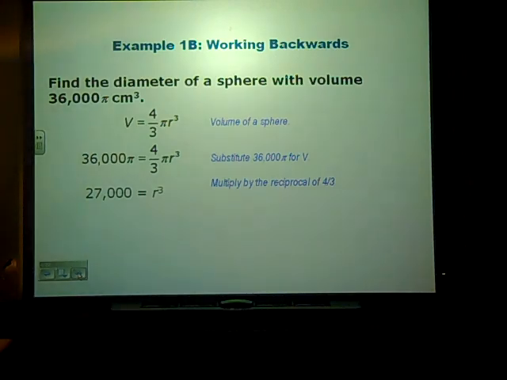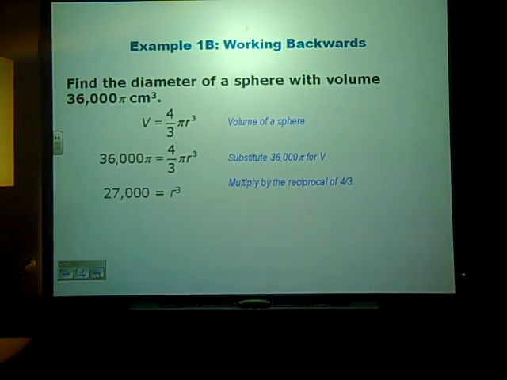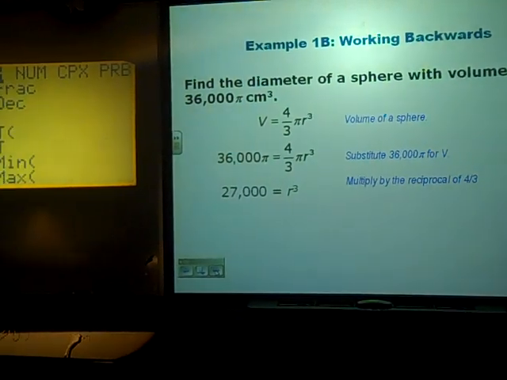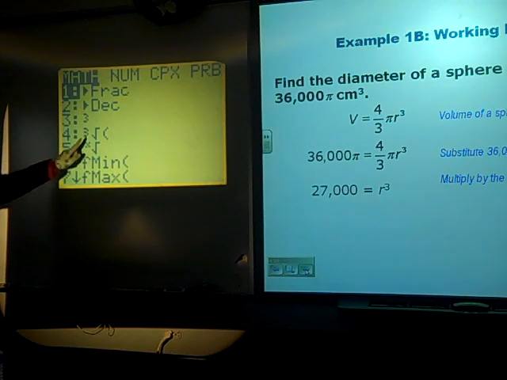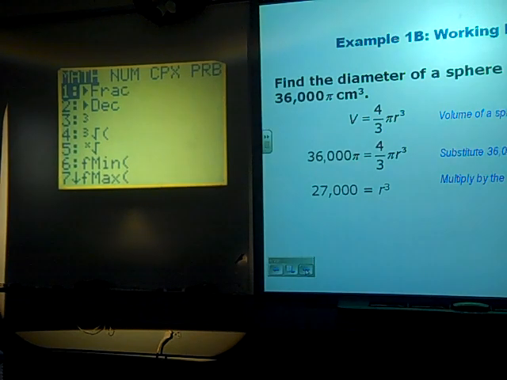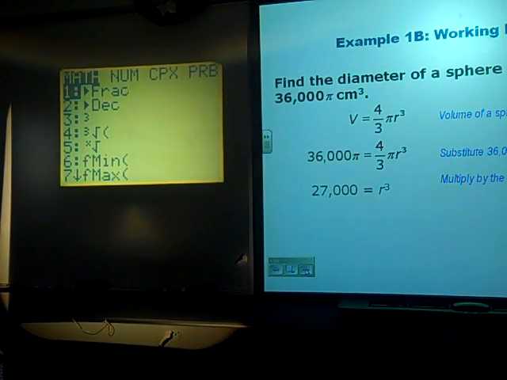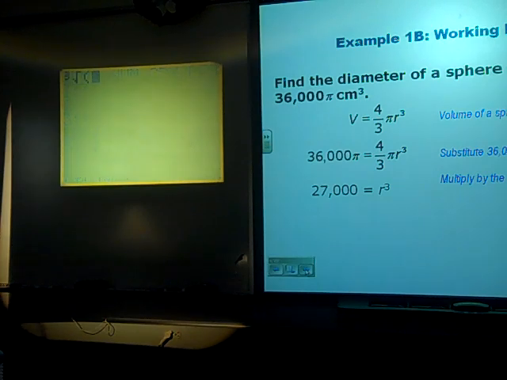If you think about cube rooting, I want to make sure everybody knows how to do this. Go to your math key and see this cube root right here. It's the 4th selection down. Here we go. So I'm going to go down to my 4th selection down, cube rooting, and I'm going to put in 27,000.